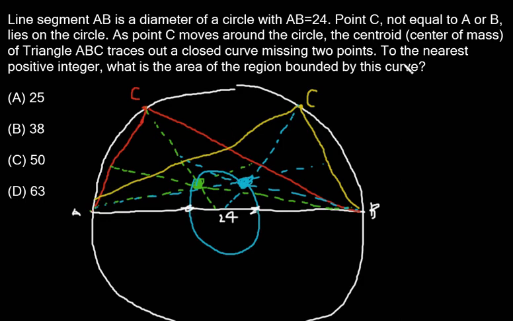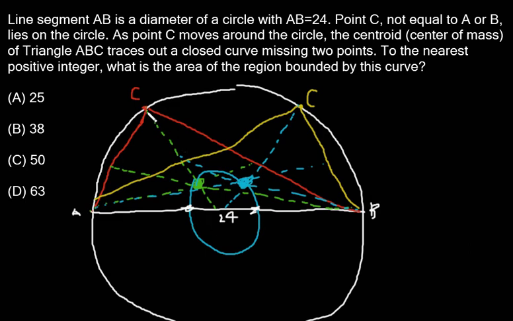It's asking us, to the nearest positive integer, what is the area of the region bounded by this curve? The region bounded by this curve is just the inside of this circle, although it's not a complete circle. So we know that they're going to connect like this. And how do we find this?